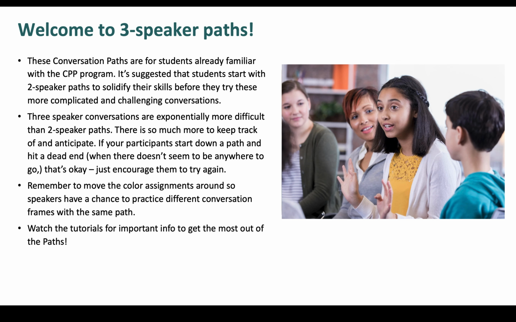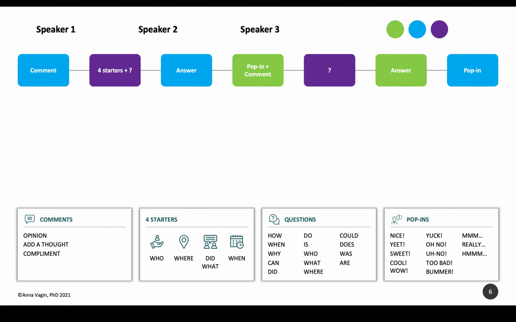I had a lot of requests to make 3 and 4 speaker paths, and so there are 15 3-speaker paths in the expanded version. Again, there's another color, that means another speaker, so they're a little bit more complicated in that there's more to follow along. There's more to process, and there's more to track. But they're also, I think, a lot more fun. Again, they start rather simply, and then they become more sophisticated.